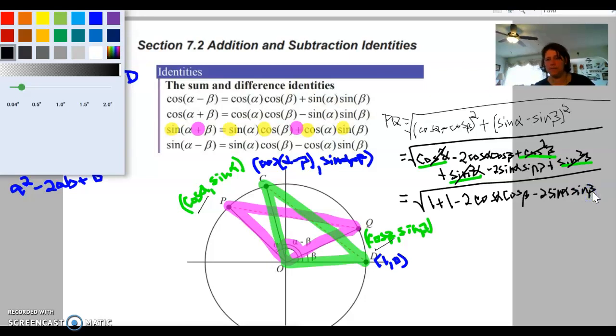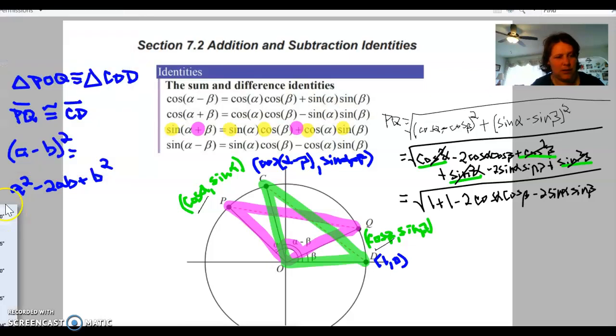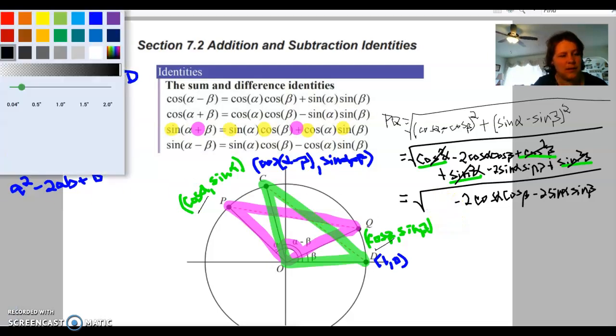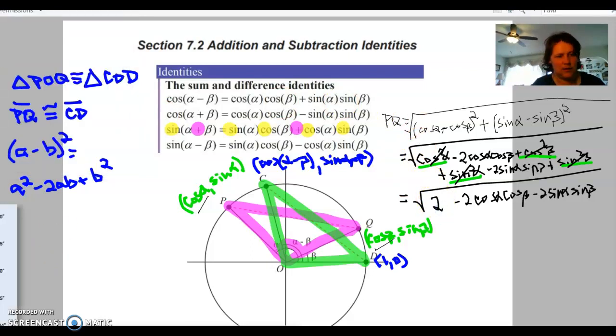Okay, so I'm going to just real quick here erase my 1's and just make that a 2. Okay, so simplify there. All right, very good. So that was our first one, and I am going to erase this just to get it out of my way so I have room to do the next identity.